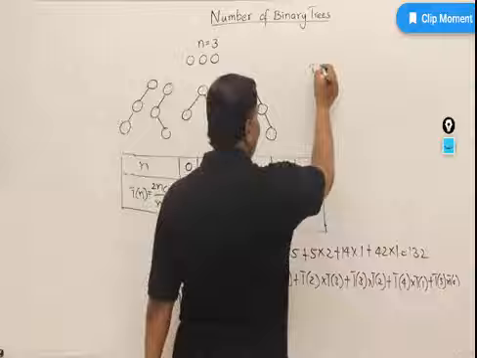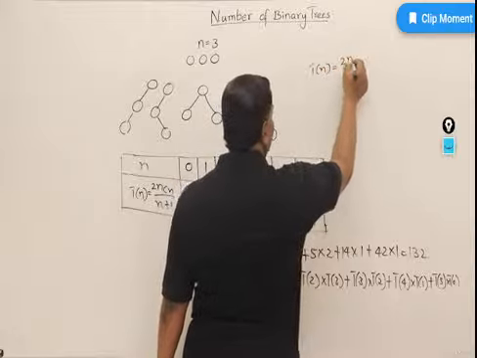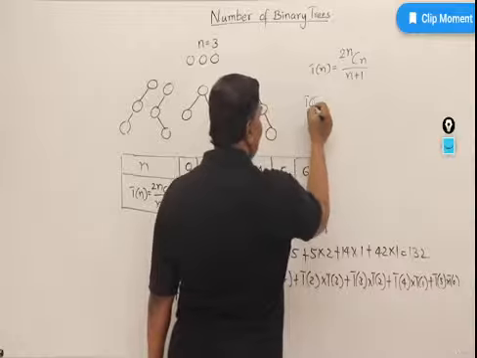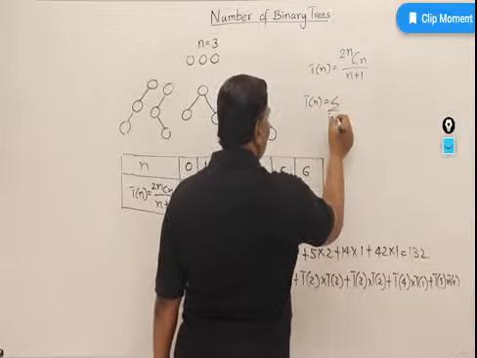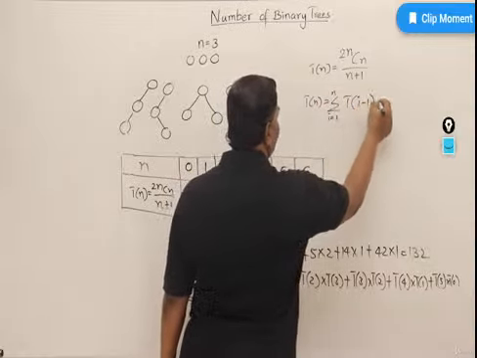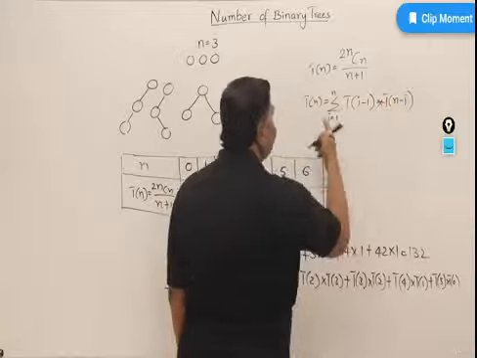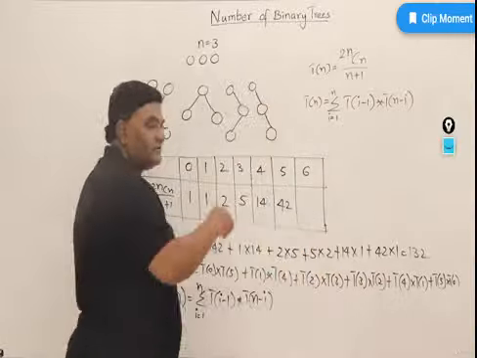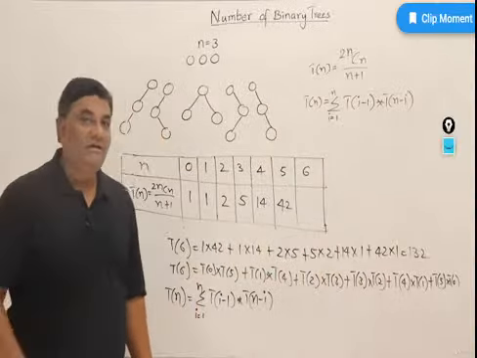So Catalan number Tn is 2n Cn by n plus 1. This is one formula. And the other one is summation of I takes values from 1 to n, T of I minus 1 into T of n minus I. So the Catalan number can also be written like this. This is a combination formula and this is a recursive formula. So that's all about the Catalan formula. We have got two formulas.